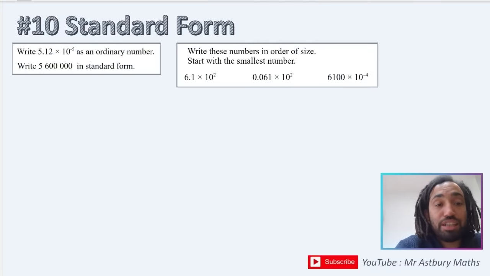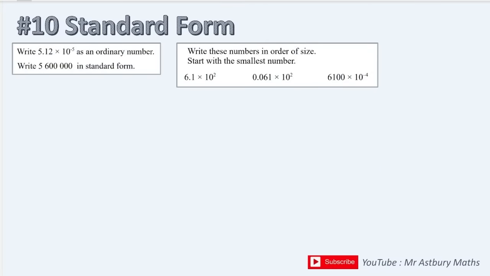Number 10, standard form. Let's do these examples. 5.12 times 10 to the minus 5. I go back 1, 2, 3, 4, 5. My new decimal point is here. 0.000051 2. Notice that whenever you have a negative power, for example, minus 5 here, you're going to get 1, 2, 3, 4, 5 zeros in your answer. That will happen every time.